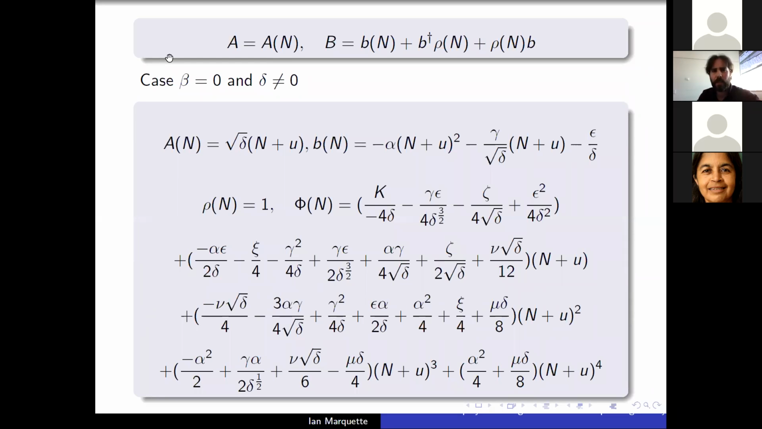Okay, so the realization of these polynomial algebras.